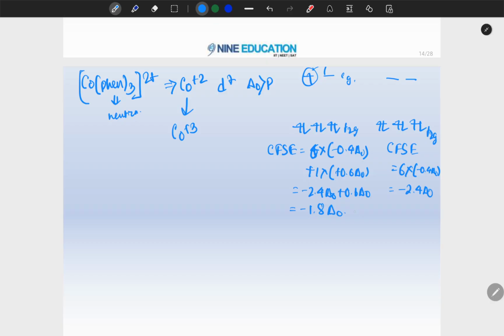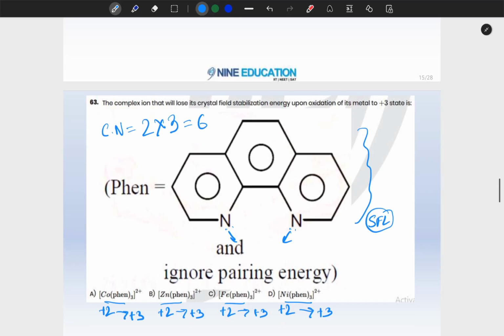Clearly we can see there is an increase in the magnitude of the crystal field stabilization energy. 2.4 is the magnitude here and 1.8 was the magnitude before. The higher the magnitude of the crystal field stabilization energy, the more stable the complex will be. So obviously when cobalt 2+ is oxidized to cobalt 3+, the stability of the complex will also increase. Now let's check the other options as well.